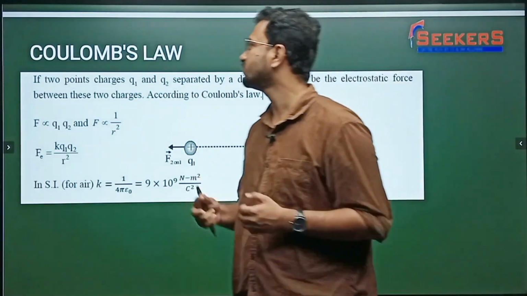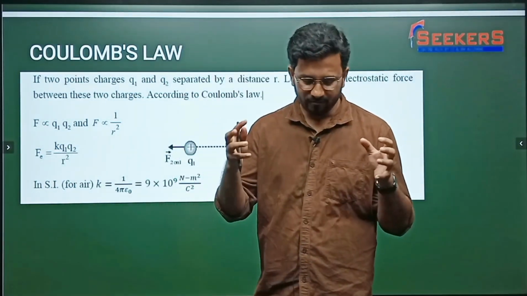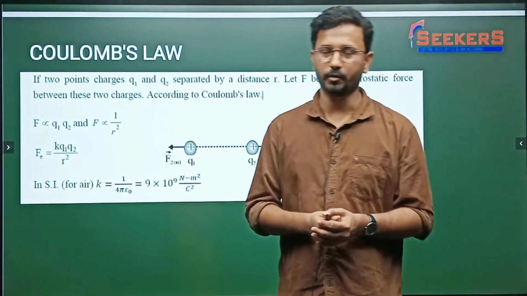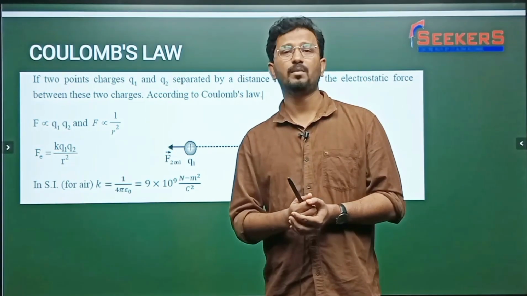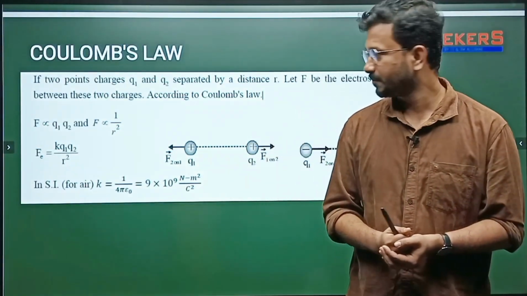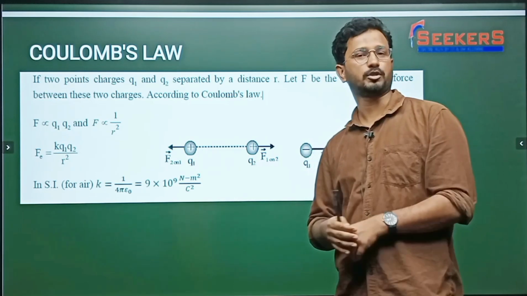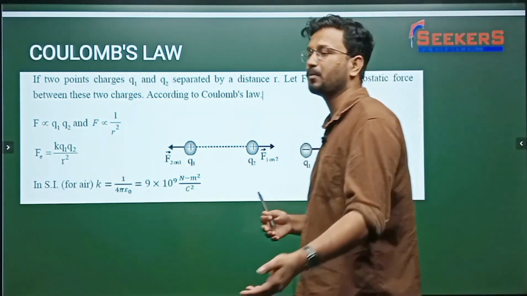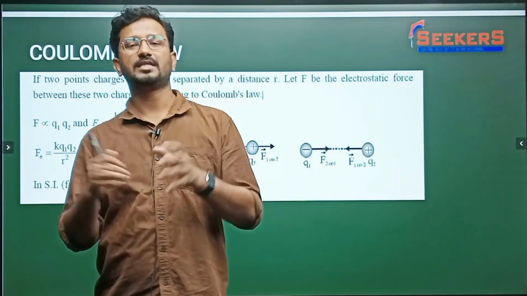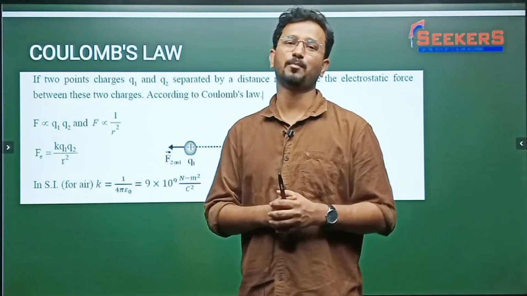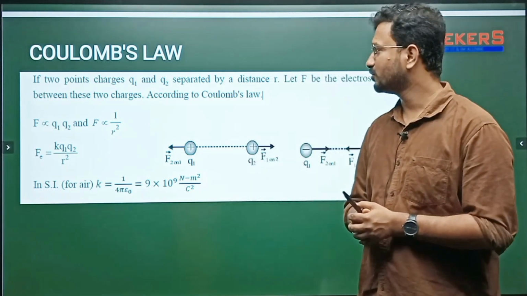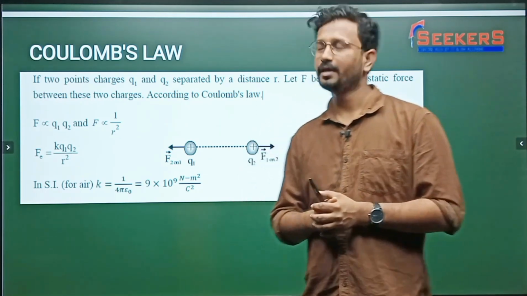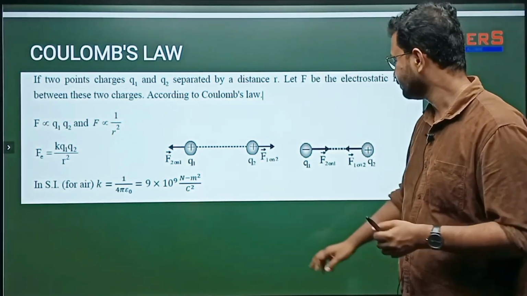If you combine all the things we studied, Coulomb's law means if we have two charges separated by some distance, there will be a force of attraction or repulsion in between them. The force will be directly proportional to the product of charges, Q1 into Q2, and inversely proportional to the square of the distance between them. Whether the force is attractive or repulsive depends upon the polarity of the charges. If the charges are of the same nature, both positive or both negative, the force will be repulsive. If the charges are of opposite nature, one positive and another negative, it will be an attractive force.